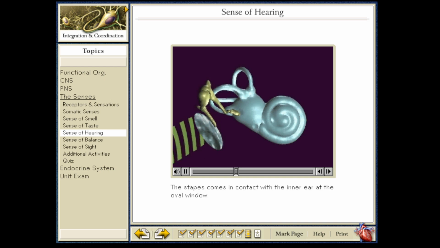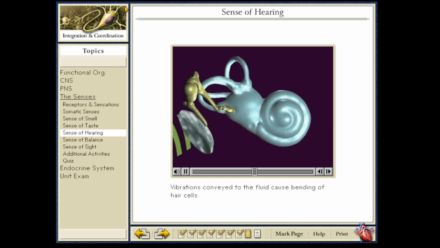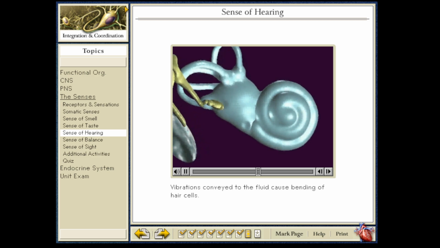The stapes comes in contact with the inner ear at the oval window. The fluid-filled inner ear is a coiled structure called the cochlea. Vibrations conveyed to the fluid cause bending of hair cells.